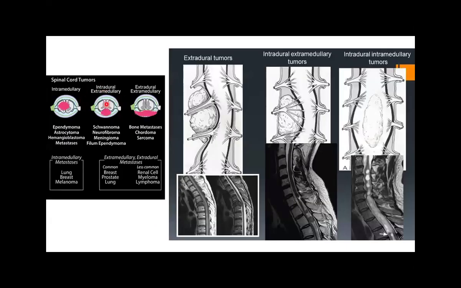And as we discussed, for intramedullary tumors, the common ones are ependymoma, astrocytoma, hemangioblastoma or metastasis. And the common primaries for intramedullary metastasis are lung cancer, breast cancer and melanoma. The intradural extramedullary tumors are schwannoma, neurofibroma, meningiomas. And extradural extramedullary tumors are bone metastasis, chordomas and sarcomas.